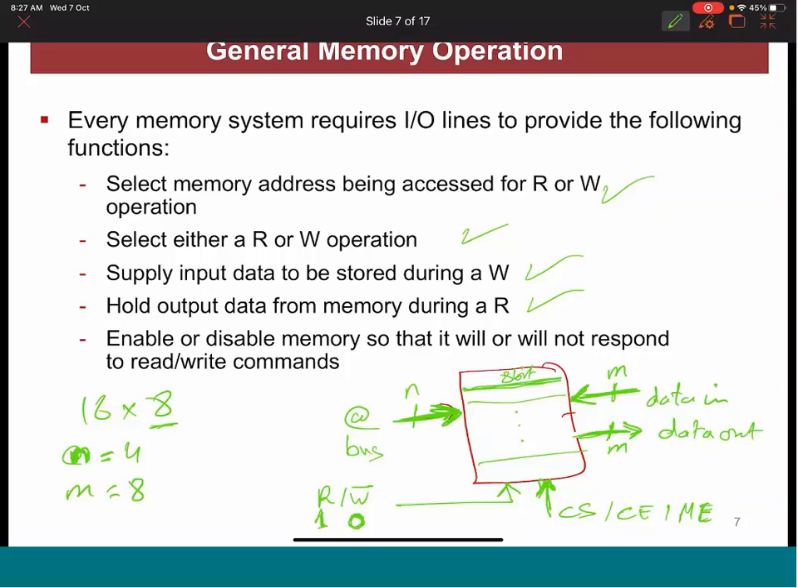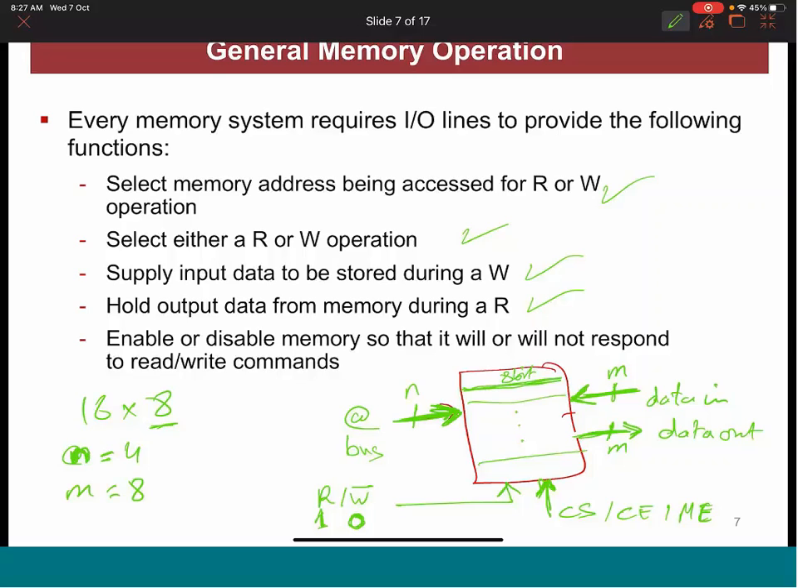Right. And this pin is very important when we work in a system where the memory is shared by multiple devices. The multiple devices cannot access the memory at the same time. So it needs one by one. So it needs to be disabled for one and enabled for only one device to access the memory. Is this clear? So this chip enable and chip select is very important.